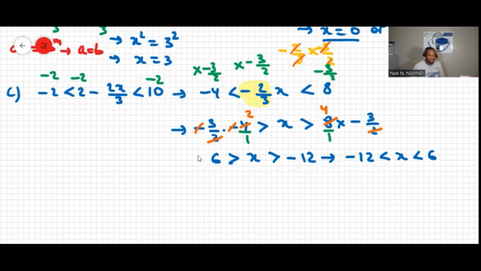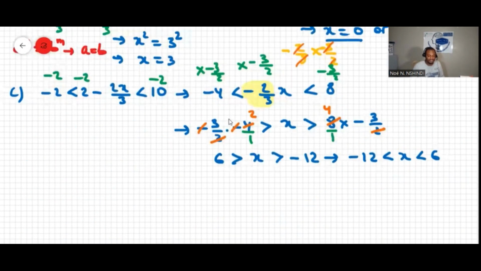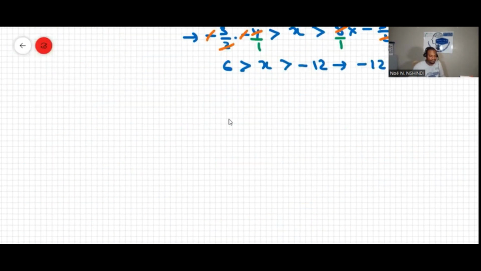Now we're going to do question D here that says solve for P if P plus 24 over P equals 11. Hence, solve for X if this expression equals 11. Now, let's do it. D, what you have, P plus 24 over P equals 11, okay?